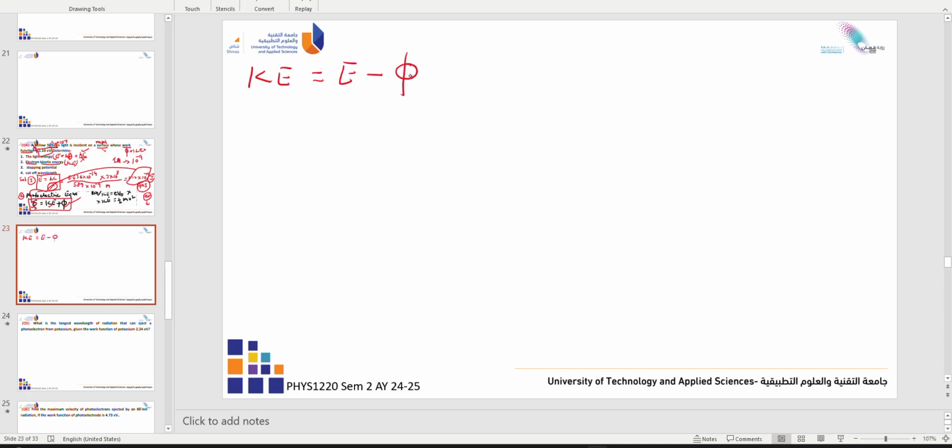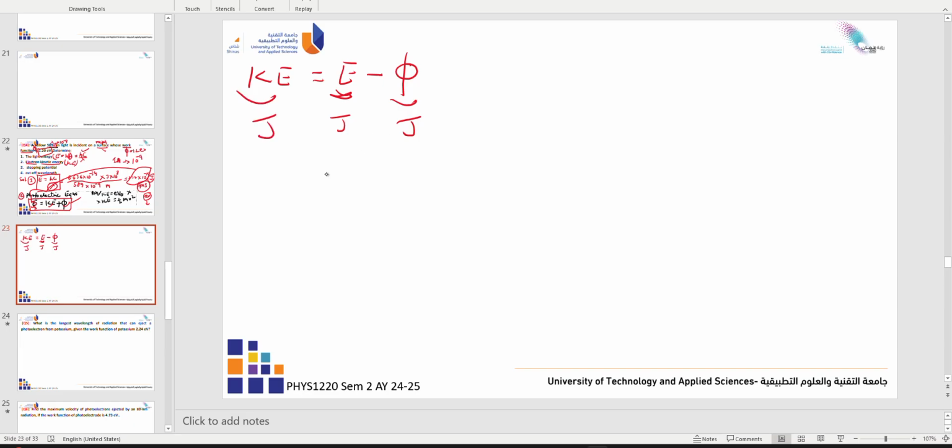So how many values are we writing here? All the values should be in joule, not in electron volt. If you write the value of this energy in joule, and here also in joule, you will get the answer in joule.